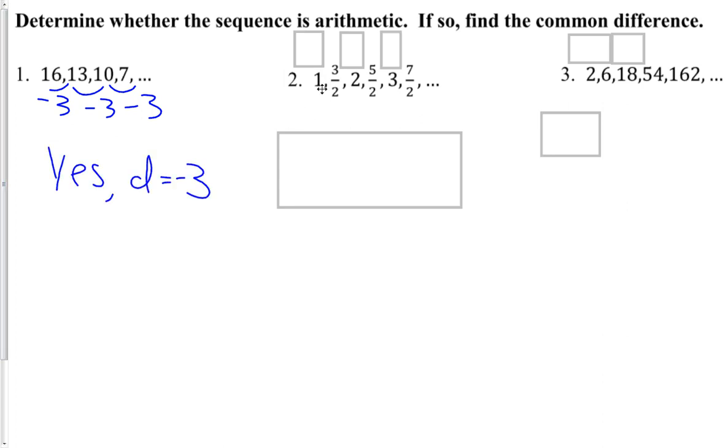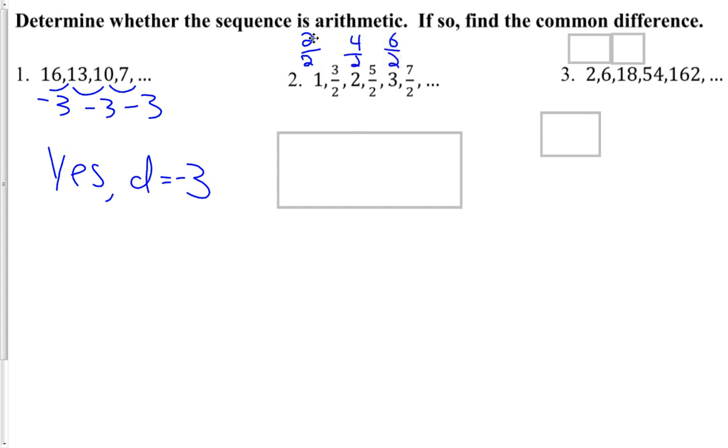Over here we've got 1, 3/2, 2, 5/2, 3, 7/2. Now, I find there's two different ways that you can recognize a pattern here if you don't see it right off the bat. The way that seems to work for most of these is rewriting the ones that don't have a denominator with a common denominator to the other terms. So rewrite 1 as 2/2, 2 as 4/2, 3 as 6/2.